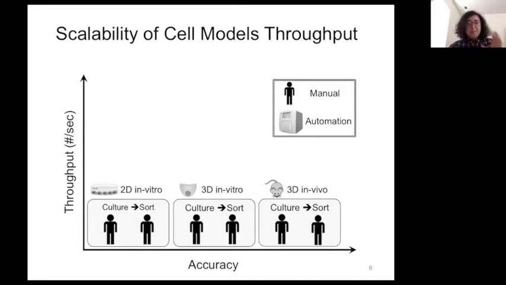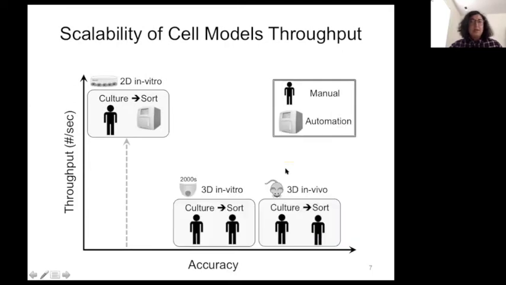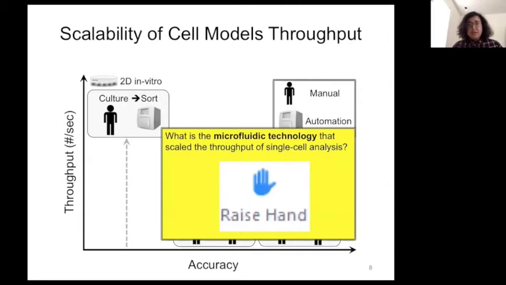Up until recently, just 4 years ago, we were culturing these cells manually and also sorting them manually with a micromanipulator. But then microfluidics came along. Now, with microfluidics, we were able to automate these single cell sorting devices, and that really increased the throughput of 2D cell cultures. If anyone has any idea of what the microfluidic technology is that really scaled the throughput of single cell analysis, you can raise your hand or type it or say it.